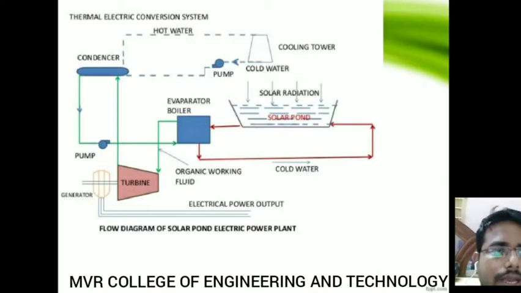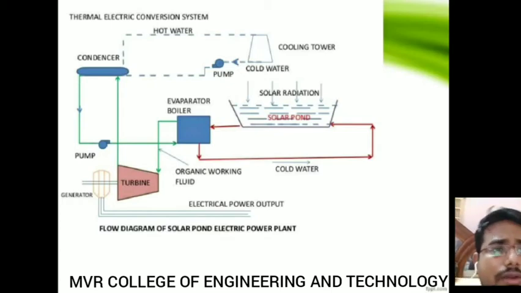I'm repeating again. You can see the solar pond. From the solar pond it is sent to the evaporator boiler. There are two inlets here to send water into the solar pond: one inlet is cold water and another inlet is hot water. Whenever the cold water is sent into the solar pond, it will be heated by the salt and the sunlight. Whenever the sunlight hits the water at the bottom, it generates heat, and this heat will be transferred to the evaporator boiler.